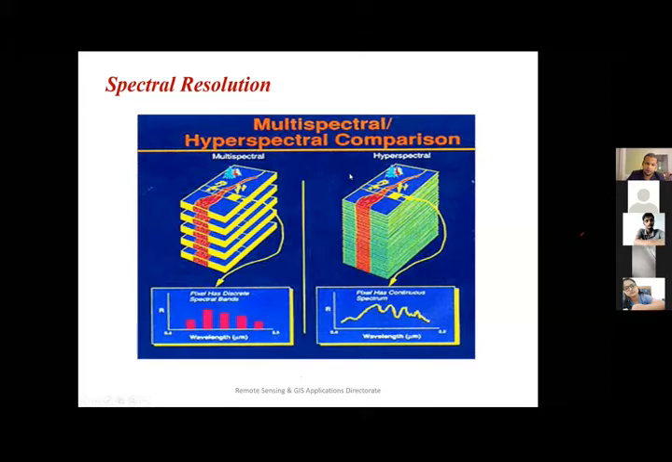So all these come in two branches. One is called multispectral remote sensing, which mostly deals with discrete and broader wavelengths. And here it's continuous, which is called hyperspectral remote sensing. Both of them have their own applications towards sciences, which we will be discussing in our coming slides.